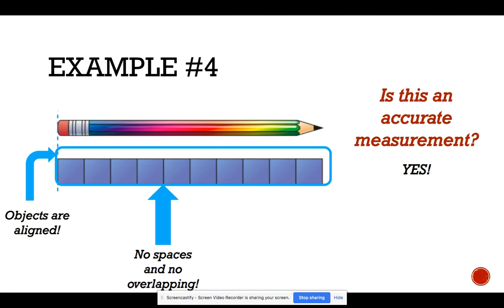And we also note that all of the blocks are the same size. So example number 4, this is done the correct way. They're aligned, there are no spaces, there's no overlapping, and all of our non-standard units are the same size. This is a perfect example.